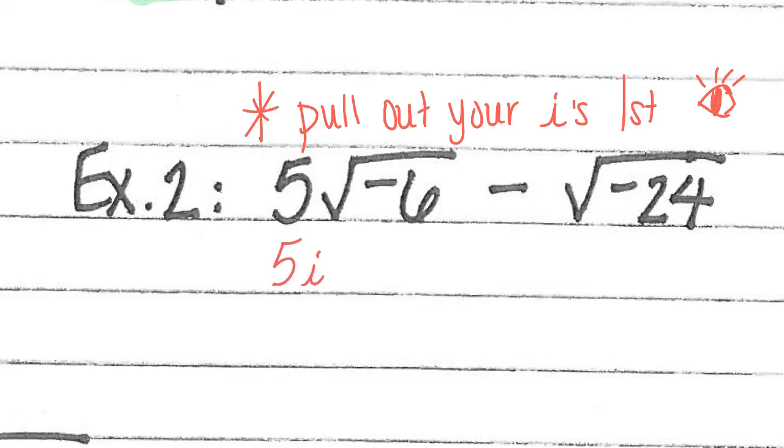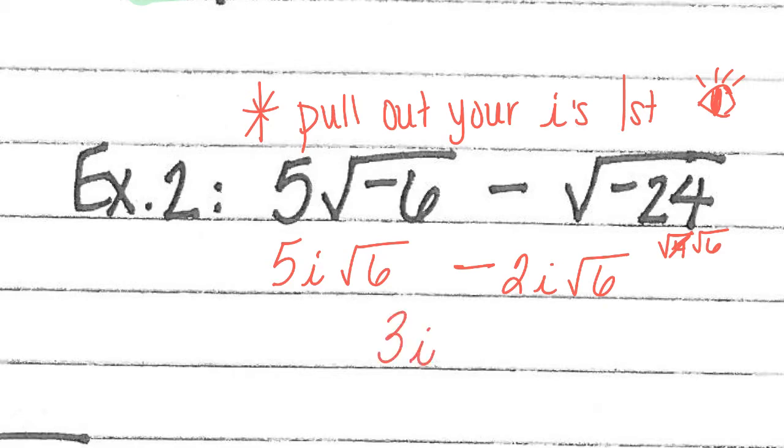So I know I can take an i out of root -6. And I know that the square root of 24 can break down to be 4 and 6, where because it is 4, this will be 2i root 6. And here, I do have like terms. 5i root 6 minus 2i root 6 is 3i root 6.